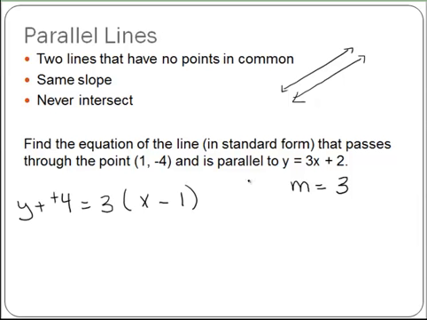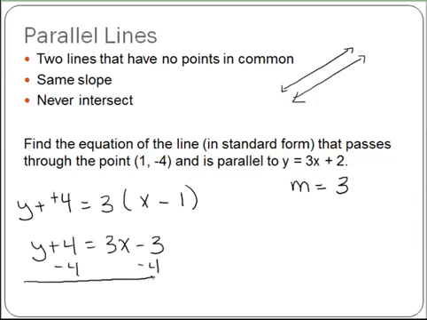Clean it up a little bit. They want it in standard form, so let's keep that in mind. Y plus 4 equals 3x minus 3. We can go ahead and subtract 4, because if we do that, we actually get the equation in slope-intercept form.